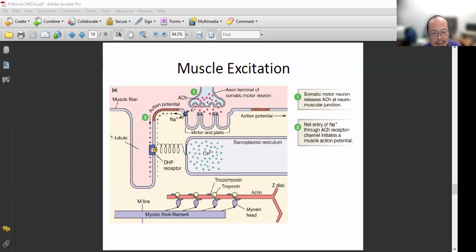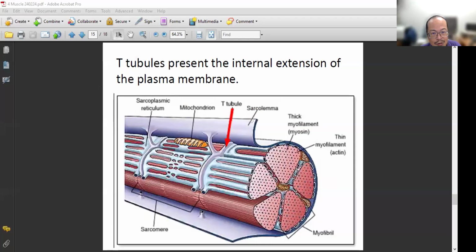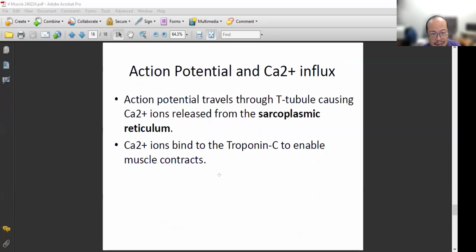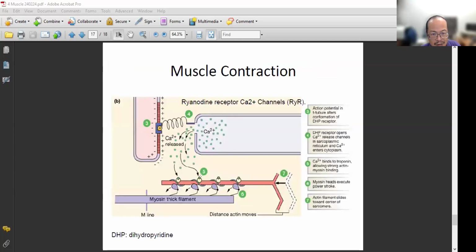And then calcium binds on troponin C. The T-tubule is an internal extension of the plasma membrane, or cell membrane, or sarcolemma. So that's an extension. And then it will cause the calcium to flow out. Then calcium binds on troponin C. Calcium going out binds on troponin C.